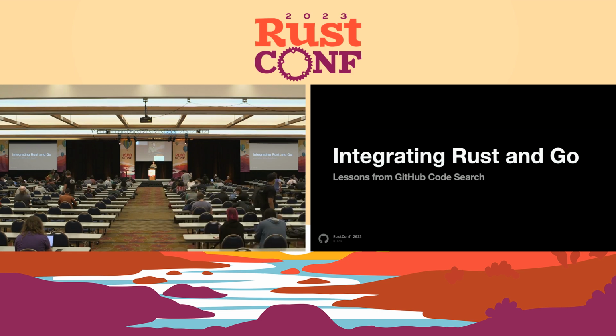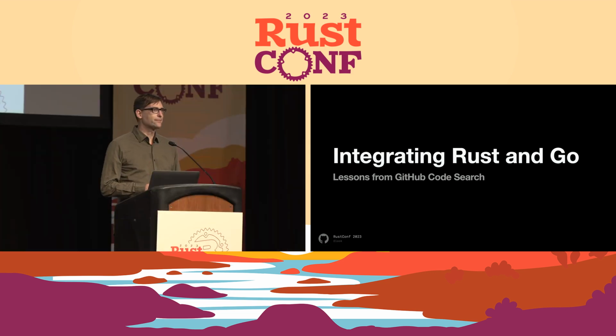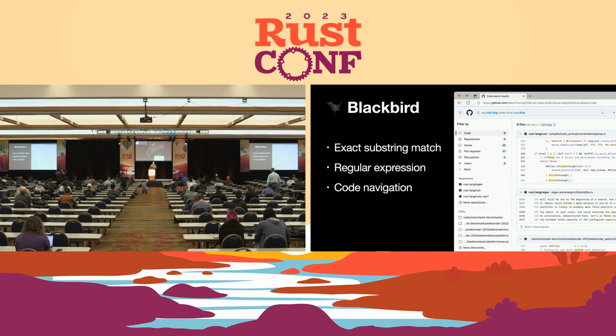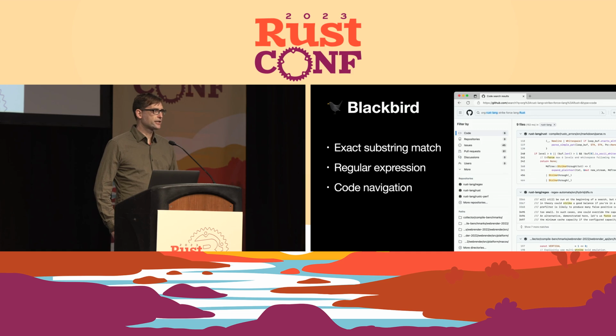If you've used GitHub Code Search in the last decade or so, you may have noticed that it wasn't that great. It had a lot of limitations on what you could search for, and it was really slow. So my team is the team that was responsible for trying to fix that. And we did it by building a new search engine from scratch, designed specifically for searching code at large scale.